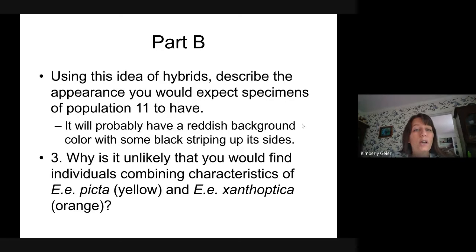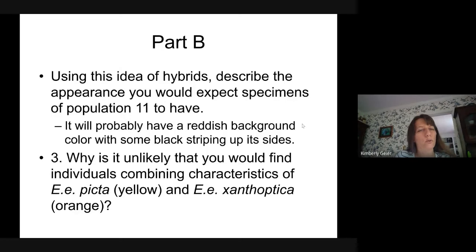So population 11 would have a reddish background color with some black striping up its sides. A little bit more than the one to its south, a little bit less than the one to its north. And that's what they have found.